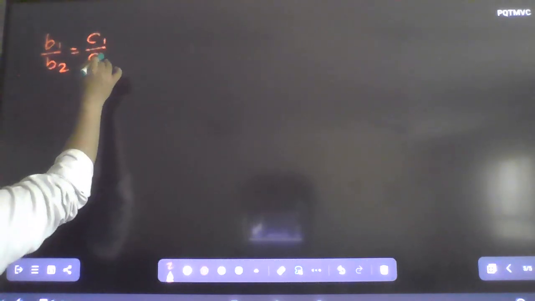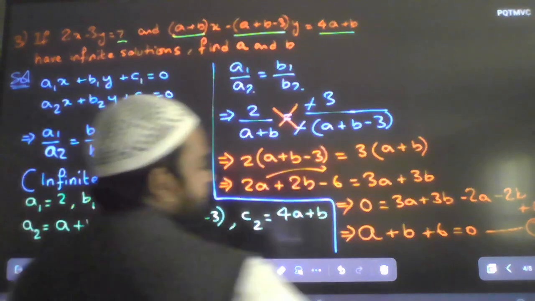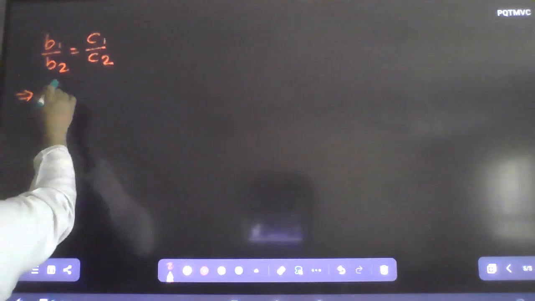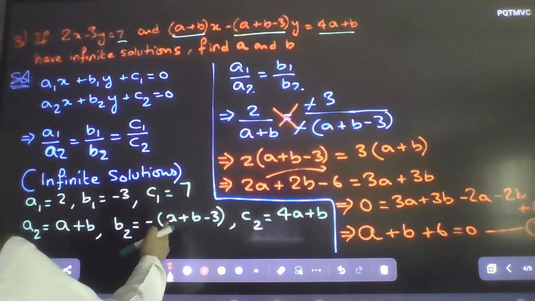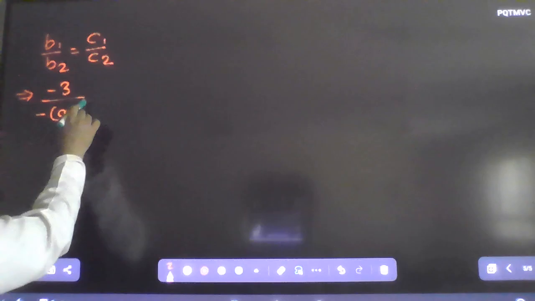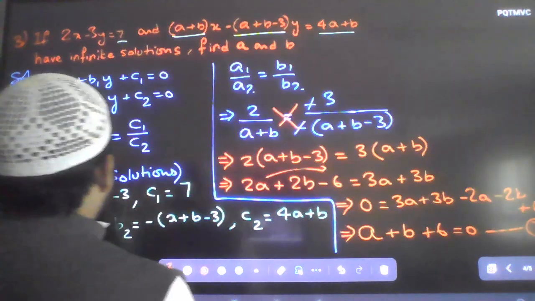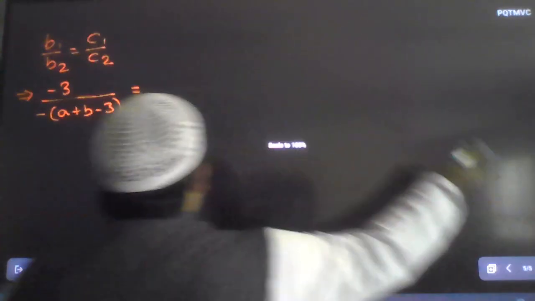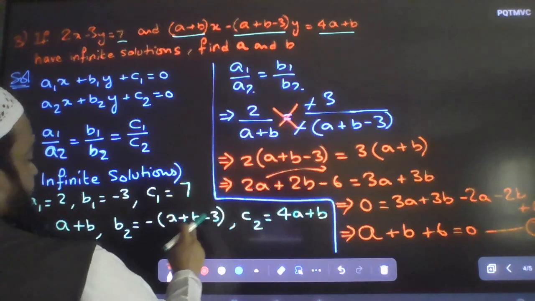So B1 by B2 equals C1 by C2. That implies, what is B1, my dear students? B1 is minus 3. So minus B minus 3 divided by, what is B2? Minus of A plus B minus 3. Okay, that equals, what is C1? C1 is 7 divided by, what is C2? I think it is 4A plus B.